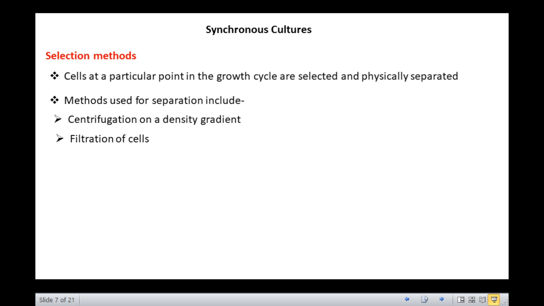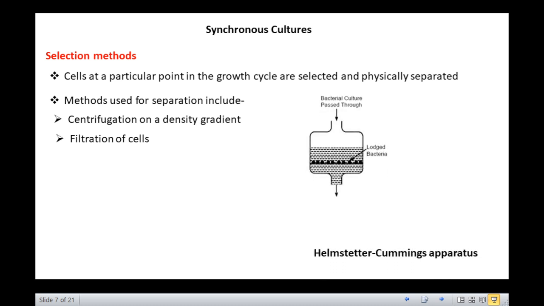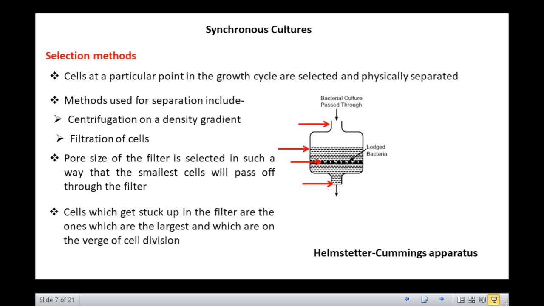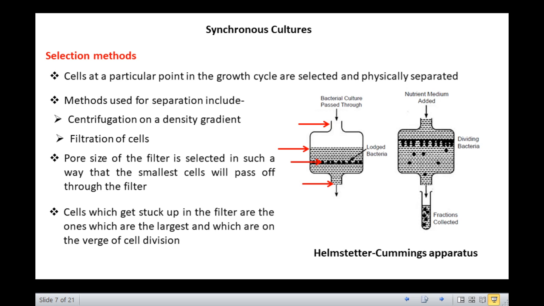The most widely used method for obtaining synchronous cultures is the Helmstetter-Cummings apparatus. As can be seen in the figure, it consists of a glass vessel with an inlet and an outlet and a membrane filter with a specific pore size. The pore size of the filter is selected in such a way that the smallest cells will pass through the filter. These are the cells which have just divided and now would go through the entire life cycle before dividing again. On the other hand, the cells which get stuck in the filter are the largest and are on the verge of cell division. These can be collected by inverting the filter and passing medium through the filter from above. When the cells divide, they fall off the filter, giving a continuous supply of newly born cells which can grow synchronously.